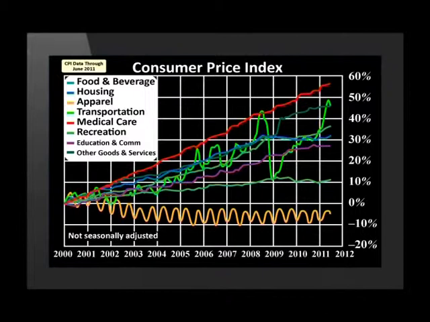We can see that different items increase at different rates. Medical care costs have increased dramatically, whereas apparel or clothing has stayed around about the same price. This means that the price of seeing a doctor has risen more than the price of buying clothes. The CPI calculates the average of all of these increases.